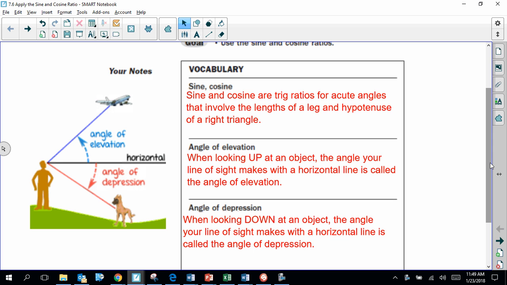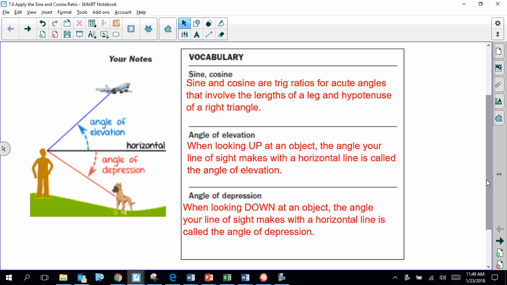Now here we have a couple of vocabulary terms. Sine and cosine, we're going to get into those in a little more detail on the next page. But one of the things that we're going to be looking at with trigonometry in general would be the angle of elevation and the angle of depression. Now, most people do okay with this as long as they remember that angle of elevation and angle of depression are always going to be made from a horizontal line.